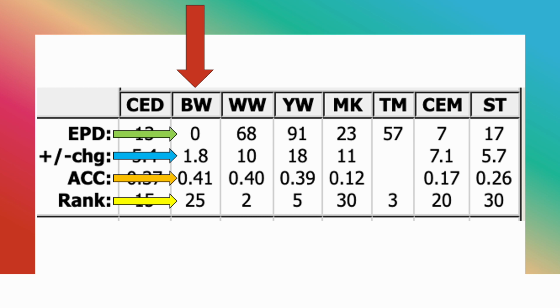But we need to analyze this range for better understanding of what we are dealing with. For this animal represented on this slide with a 0 birth weight EPD at 0.41 accuracy, we see the possible change range is plus or minus 1.8. That means the true genetic value is likely between negative 1.8 to positive 1.8. You can see that plus or minus 1.8 to the EPD value of 0 is negative 1.8 to positive 1.8.